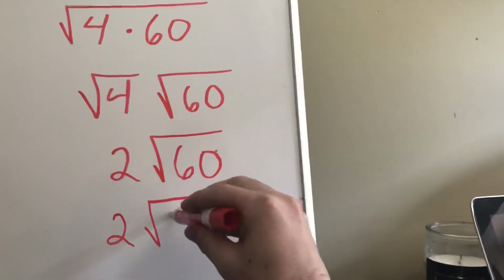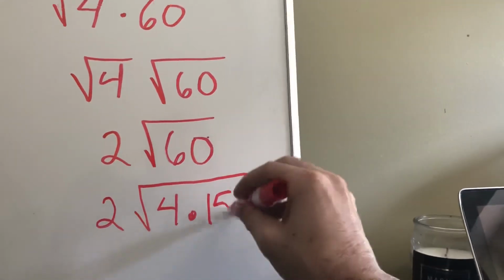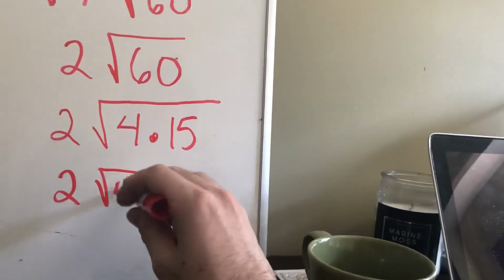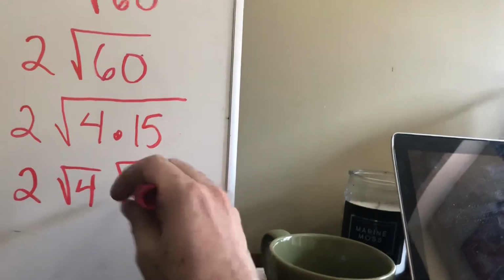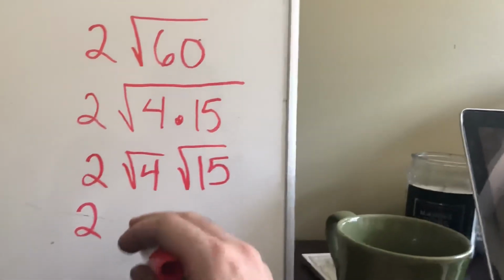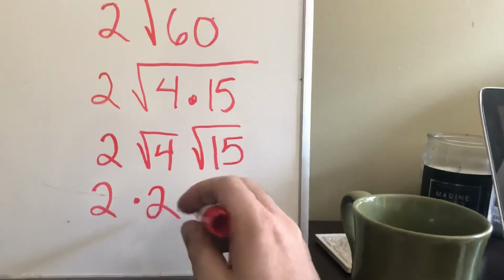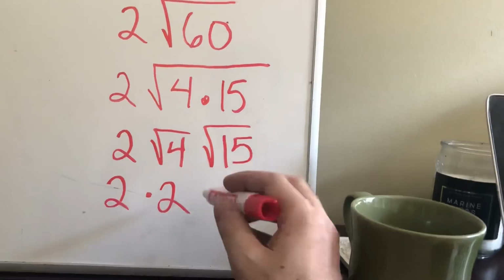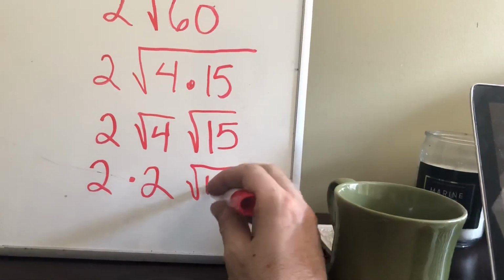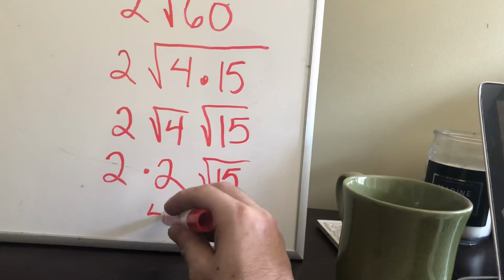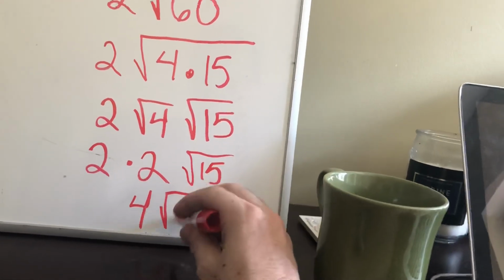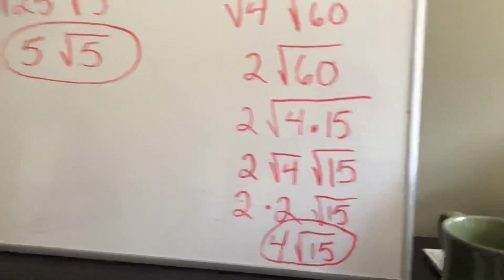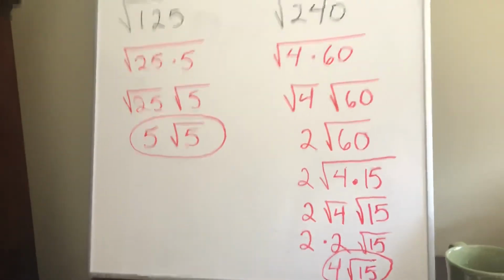Root 60 can be defined as the square root of 4 times 15. I'm going to make these into their own radicals. So I still have a 2. Another root 4 is another times 2. Root 15. Now it's got factors of 3 and 5, neither of which are perfect squares. So I got to leave it. So to simplify this one, I'm just going to multiply the 2's. 4 radical 15 is your final answer. So hopefully some extra examples here will help you with your assignment.